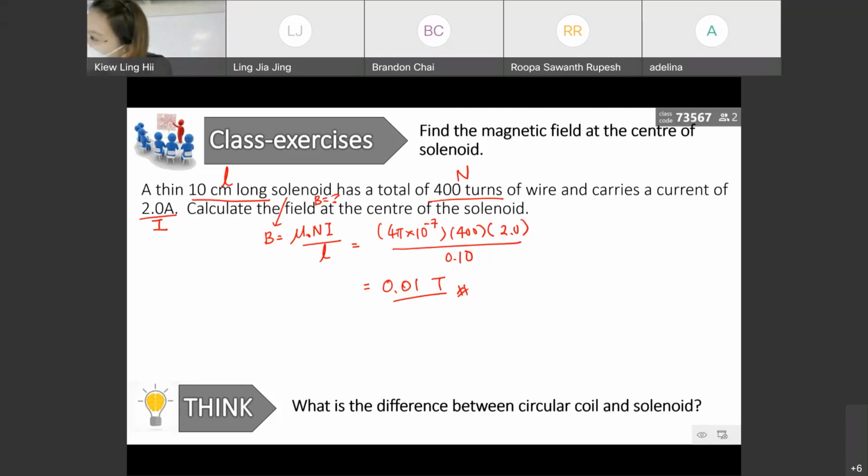Coil is just a wire. But how do you tell the difference? Because both of them you have to coil them. It's a circle, and both of them have a number of turns. So they are both coiled into a circle form. So how will you tell?